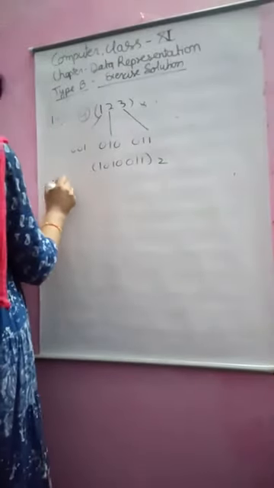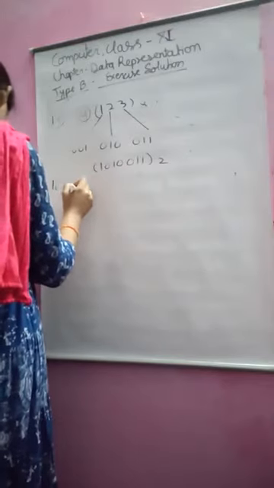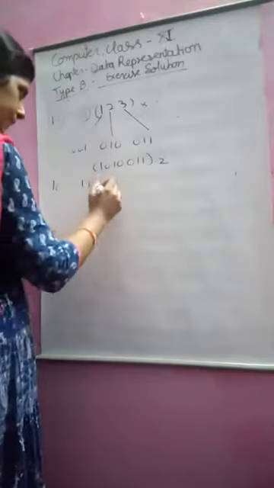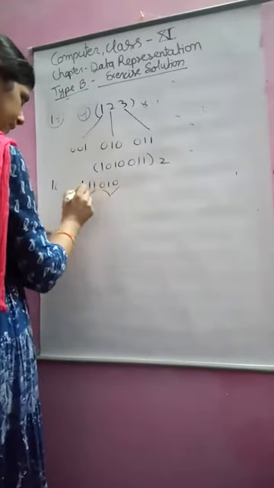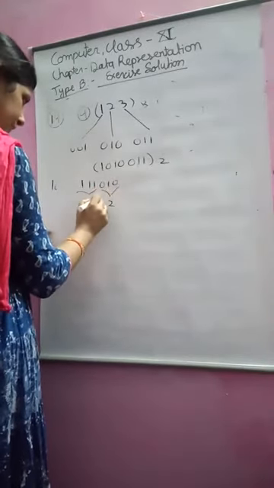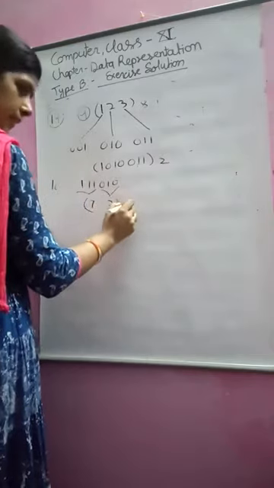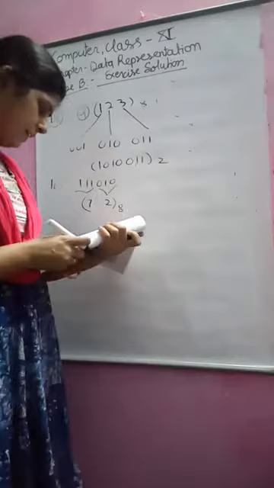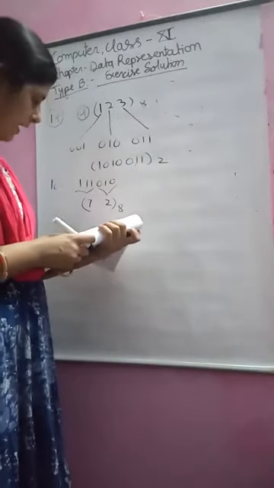16. 1 1 1 0 1 0. बाइनरी को ऑक्टल में कन्वर्ट करना है. 3 बिट के पेयर बनाए. ये 2 है, ये 7 है. 72 in the octal. Right? Now 17. Same. 18.